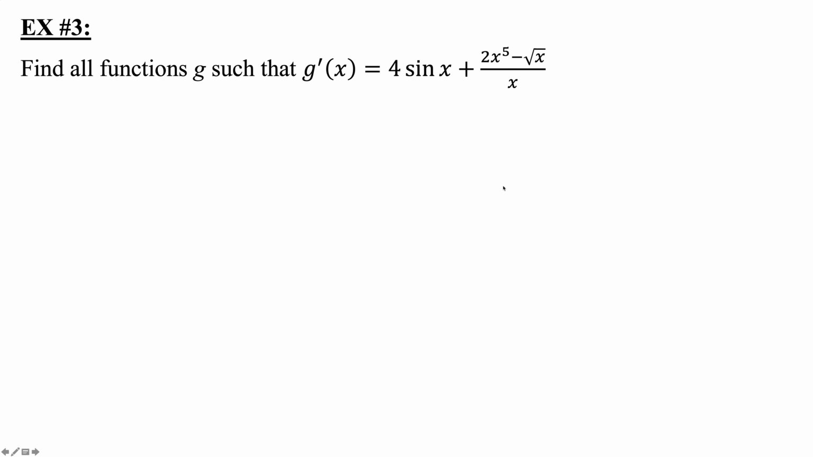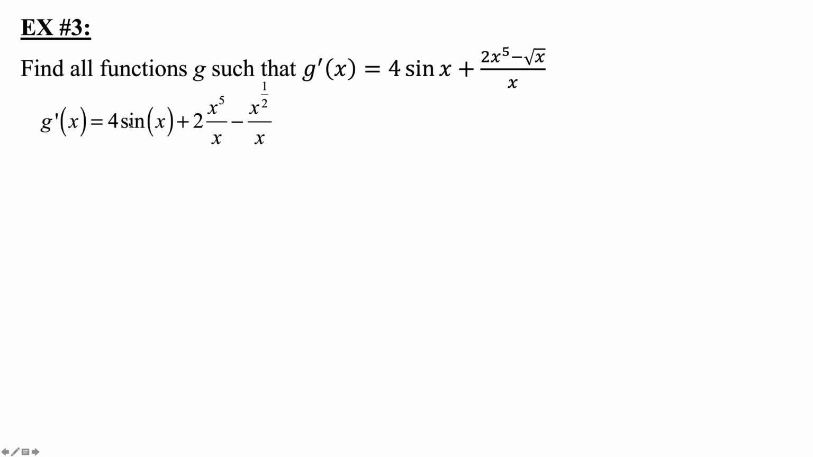All right, example 3. Find all functions g such that g prime of x is equal to 4 sine x plus 2x to the 5th minus the square root of x, over x. Notice that the direction said all functions. That's plural of g. That means you're going to add on the plus c. All right, so here we go.